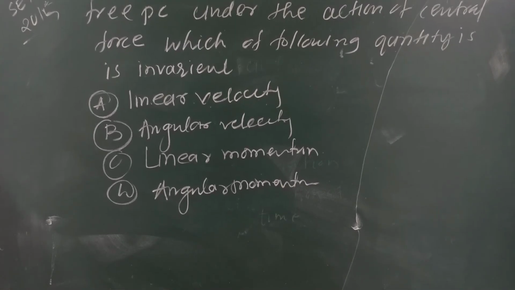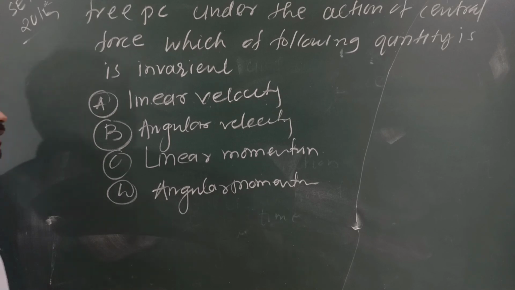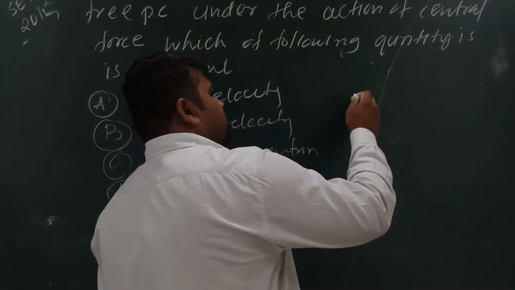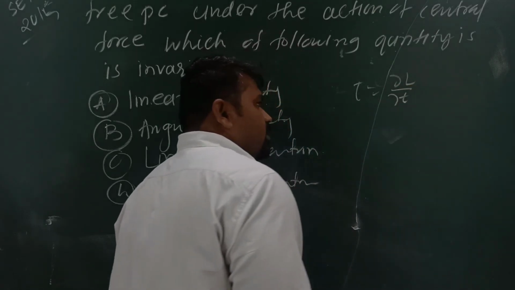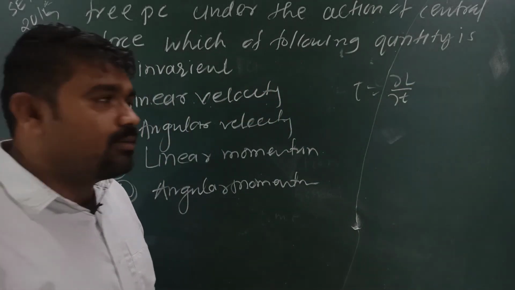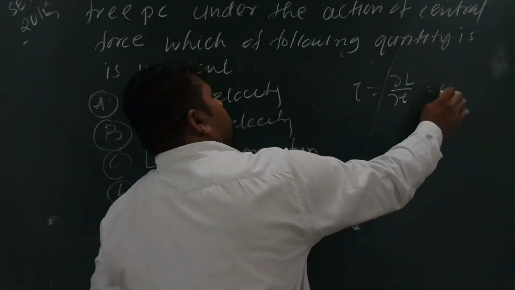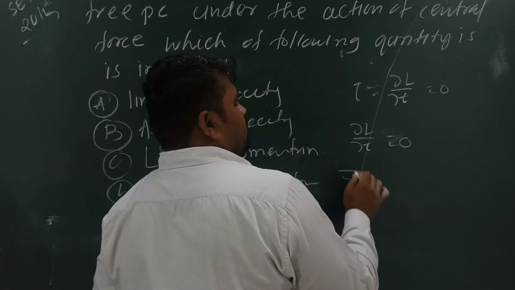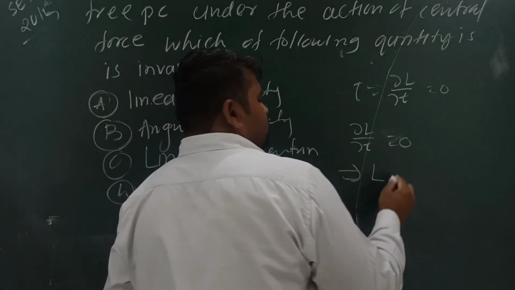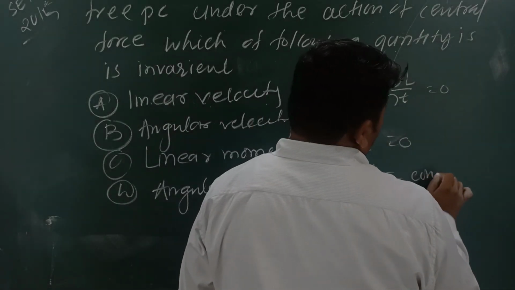For a free particle under the action of a central force, which of the following quantities is conserved? Here we can take the torque. Tau is equal to dL upon dt. But the torque acting on the body in a central force is equal to 0. Torque is equal to 0 means dL upon dt is equal to 0, which implies that in this case L is conserved, or constant.